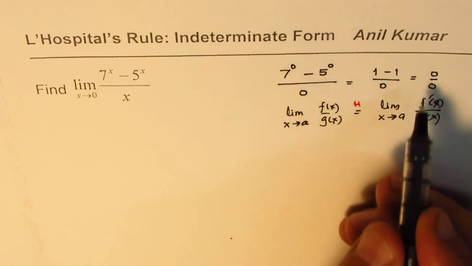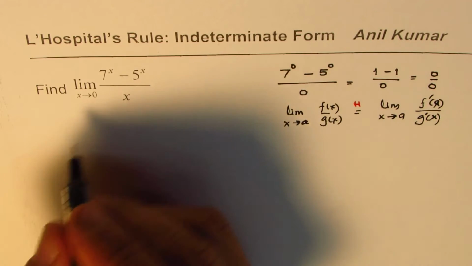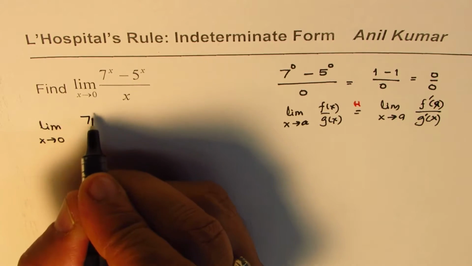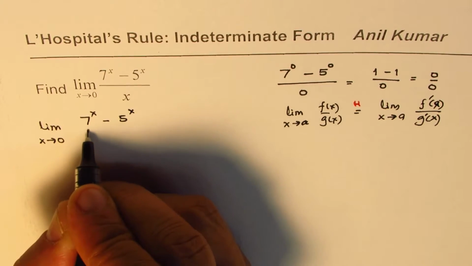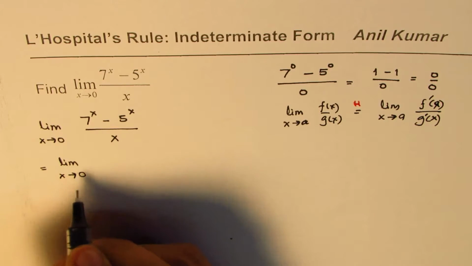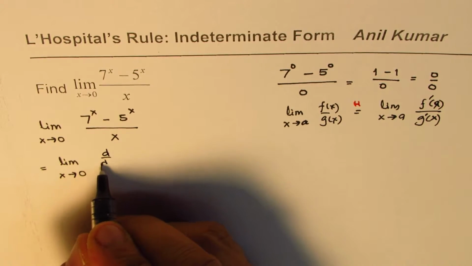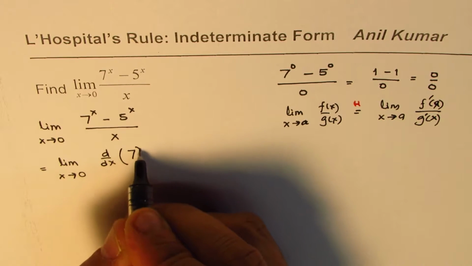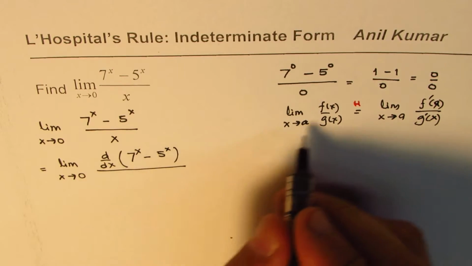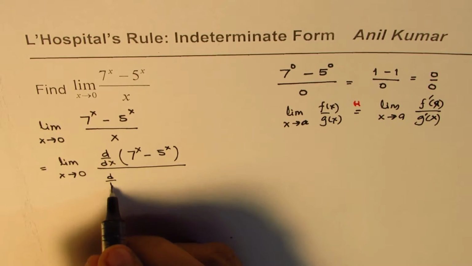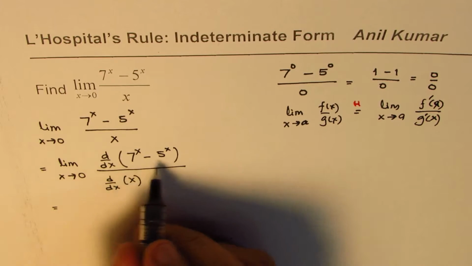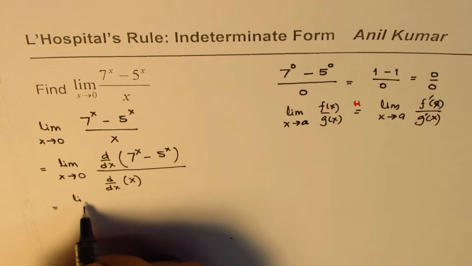We have already seen that this is 0 over 0 form, which is indeterminate, and therefore we can say the limit as x approaches 0 of (7 to the power of x minus 5 to the power of x) over x is equal to the limit as x approaches 0 of the derivatives of these. That means d/dx of the numerator over d/dx of x, right? Remember, we don't have to apply the quotient rule, okay? They have to be the derivative of each separately. Now, derivative of 7 to the power of x is what?